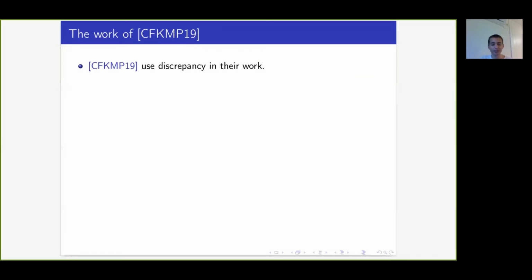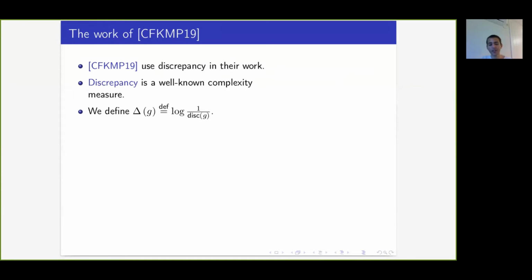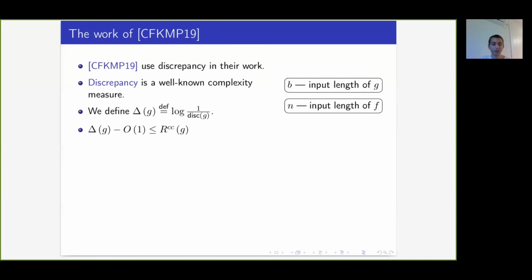As mentioned in the previous slide, the work of Chattopadhyay et al. uses a well-known complexity measure called discrepancy. It is convenient to instead look at the log of 1 over the discrepancy, which we will denote by delta of G. This measure gives a lower bound for the randomized communication complexity. In order to state the result, we recall that B is the length of the inputs of the inner function, and N is the length of the input of the outer function.